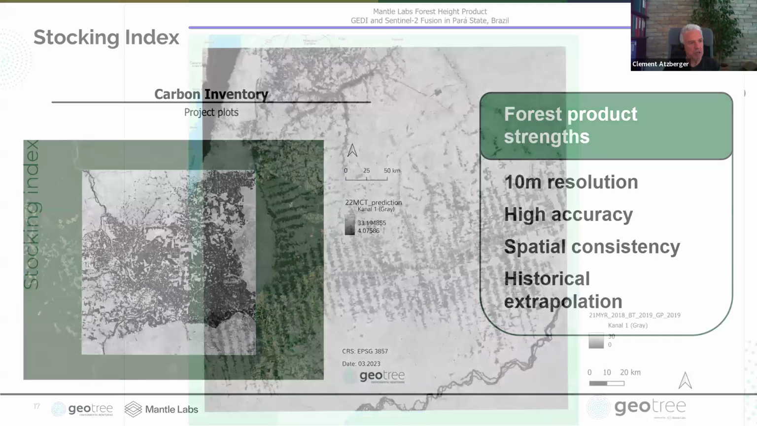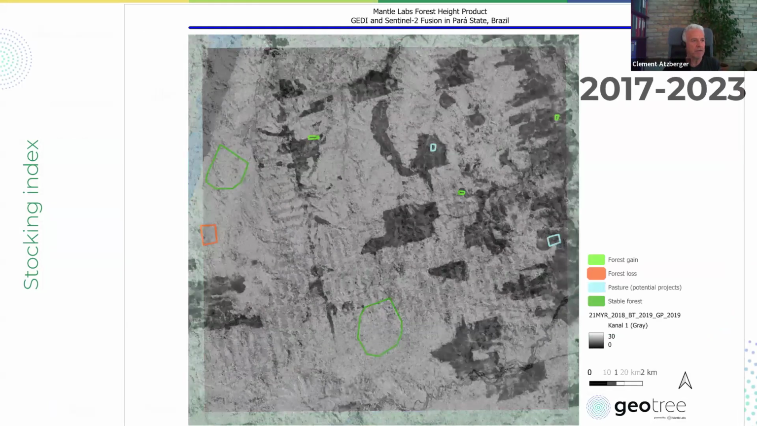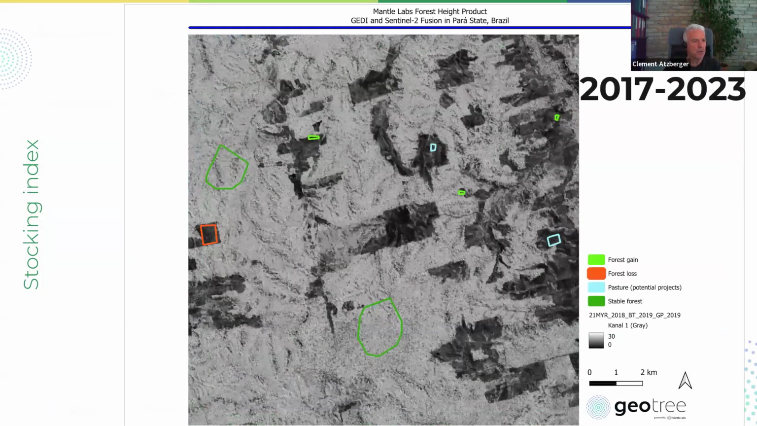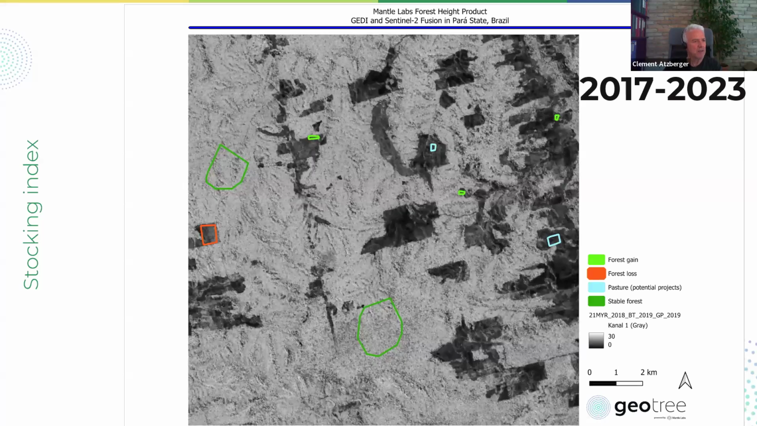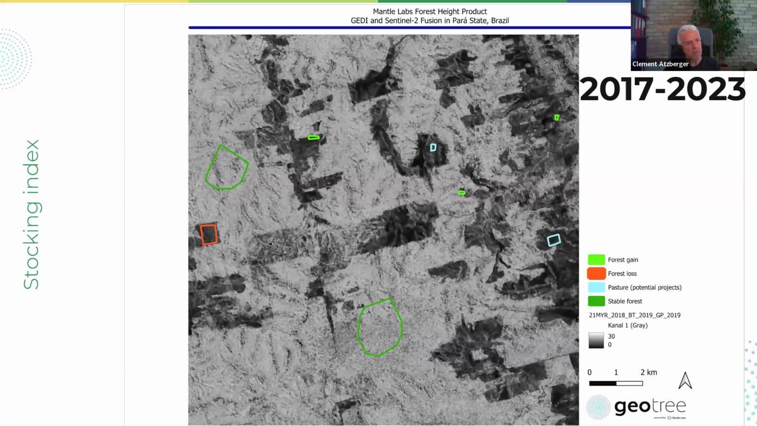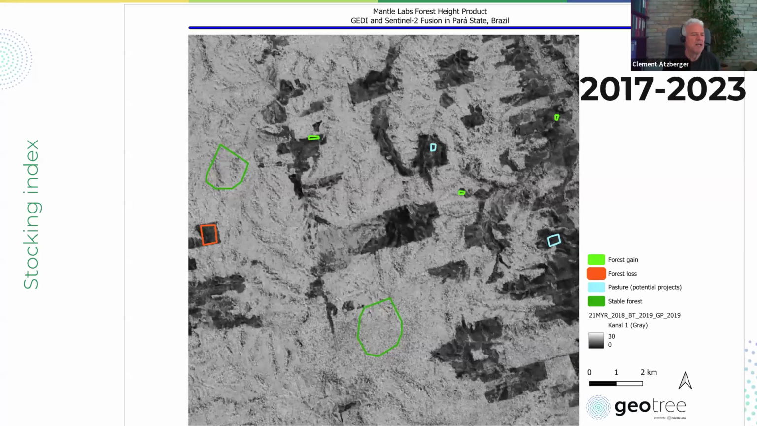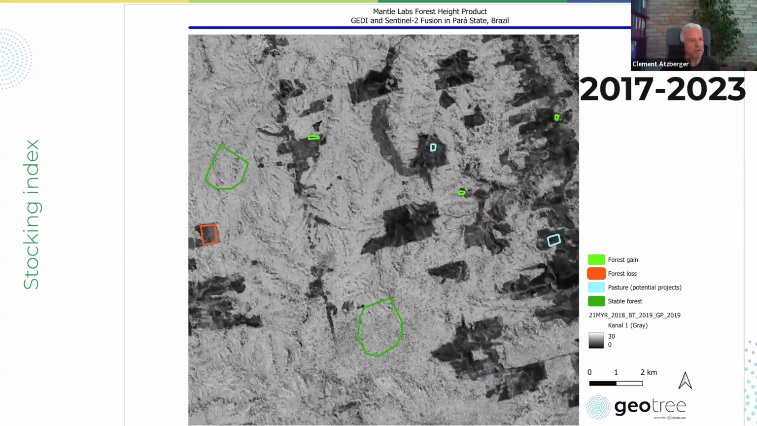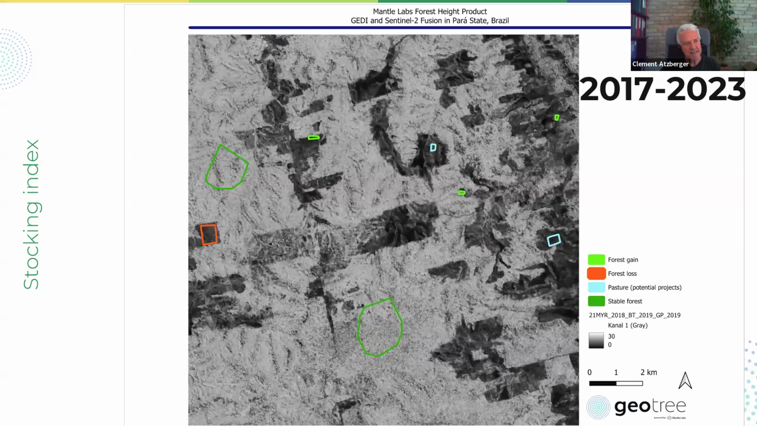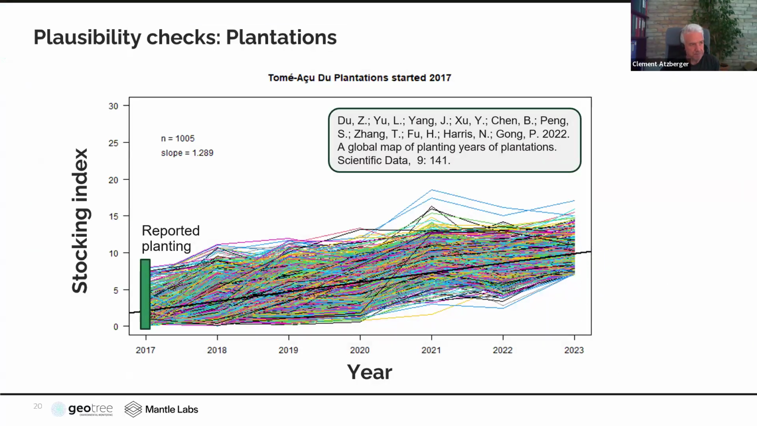So let me show you how this looks. This is for the years where we have Sentinel-2, so 2017 to 2023. You see, now this is 2017. The darker it gets, dark means low height. So with deforestation, you clearly see the pattern of deforestation starting from existing deforested areas, then moving outward.